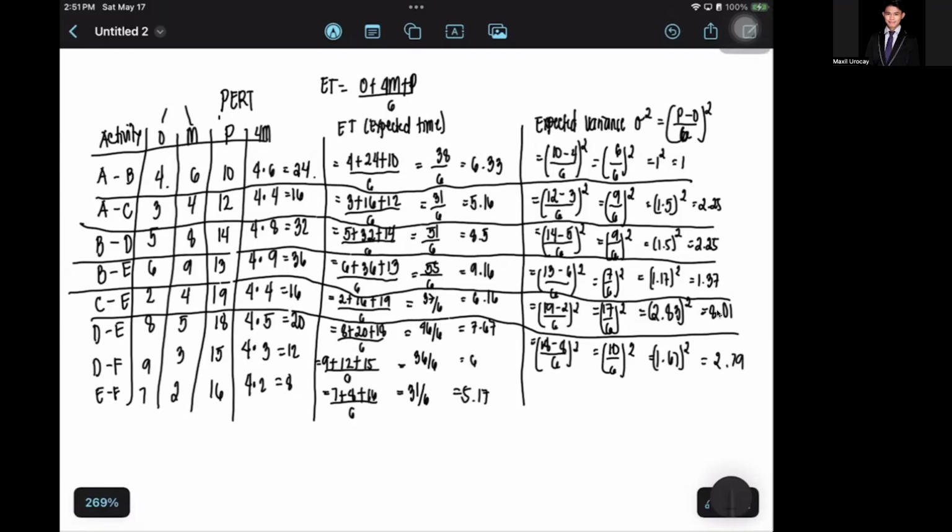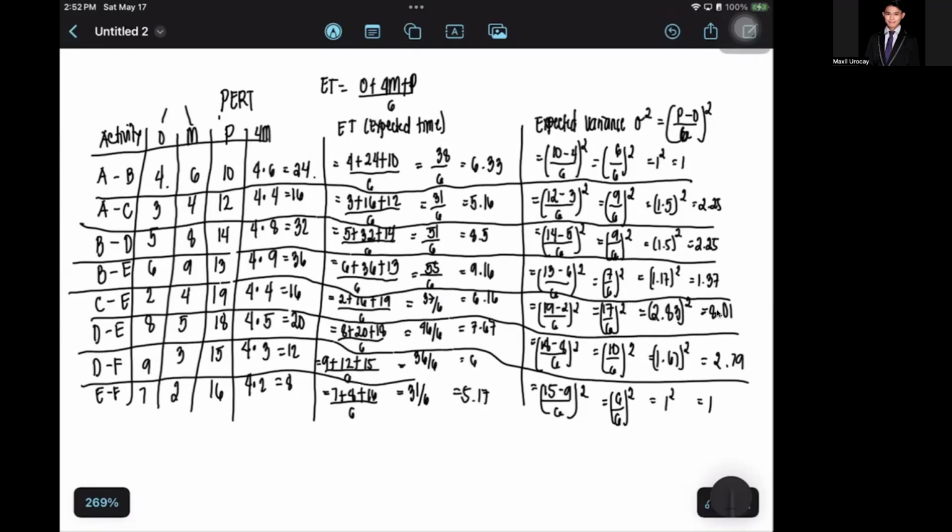So here then in the D to F, that is 15 minus 9 over 6 squared, and 15 minus 9 is 6 over 6 squared. And then 1 squared is equal to 1.